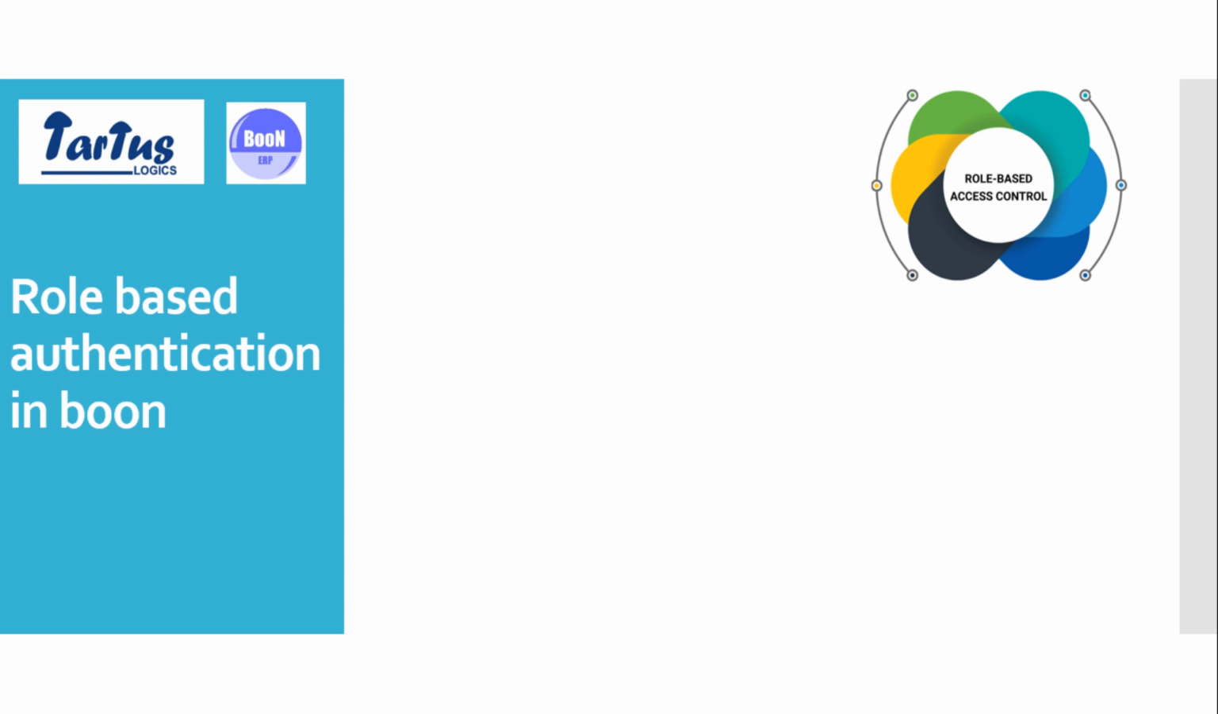Now let us look at how role-based authentication is taken care of in Boon. Primary access control item is role. These are the definition of what roles will be performed in Boon if the user is provided with this role. For example, if we get a role purchase manager, we will get access to those functionalities related to the purchase.